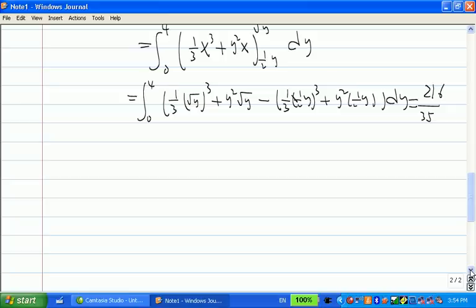Okay, now let me give you another example. In this example we want to integrate the double integral over D. The function we try to integrate is xy dA. D here is a region bounded by a line y equals x minus 1 and a parabola y squared equals 2x plus 6.